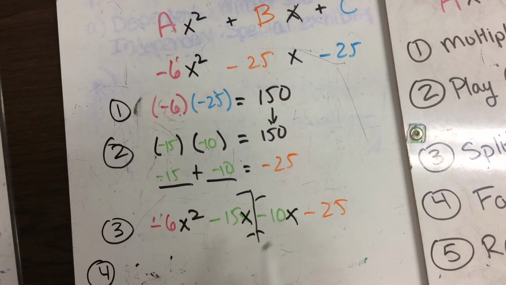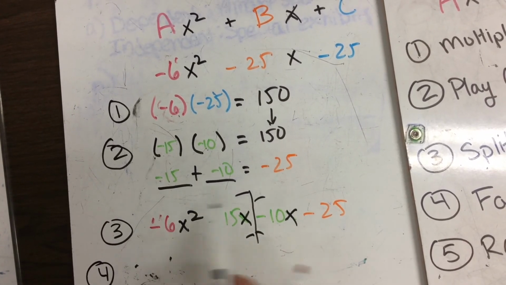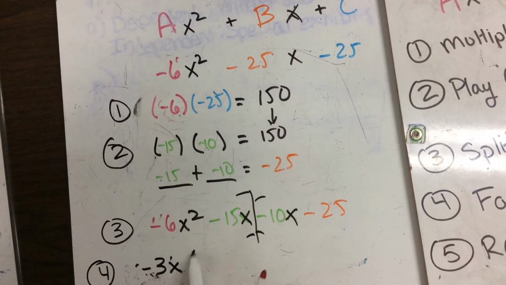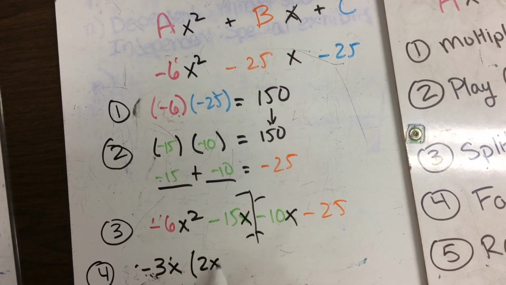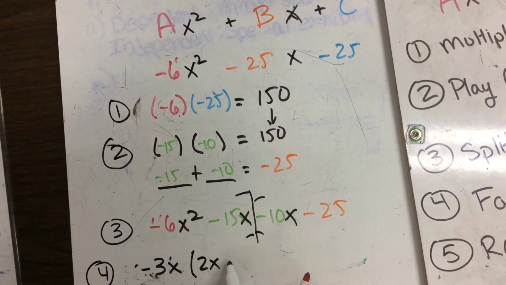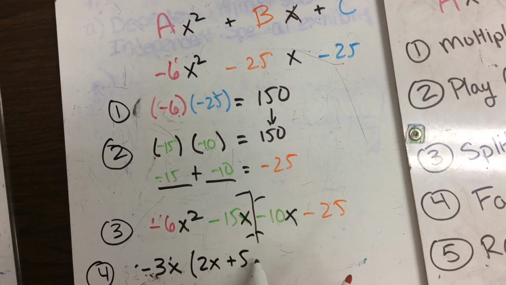There we go. It looks like I can take out some quantity of negative 3. So let's go ahead and pull out negative 3x. What's left inside? Well, we'll have a 2x. 3 times what is 15? That's 5. So 2x plus 5 should be left in the parenthesis.